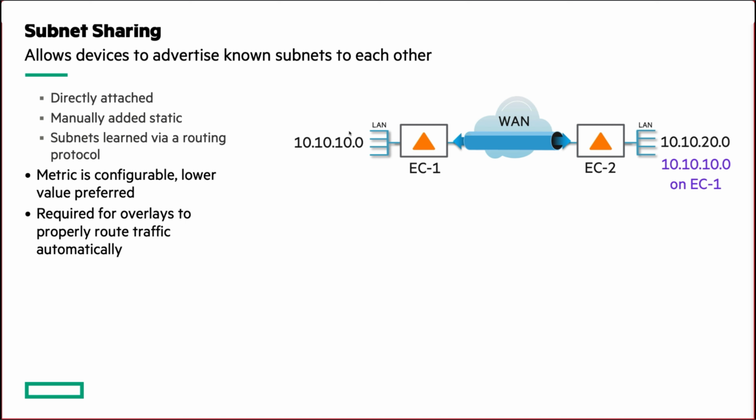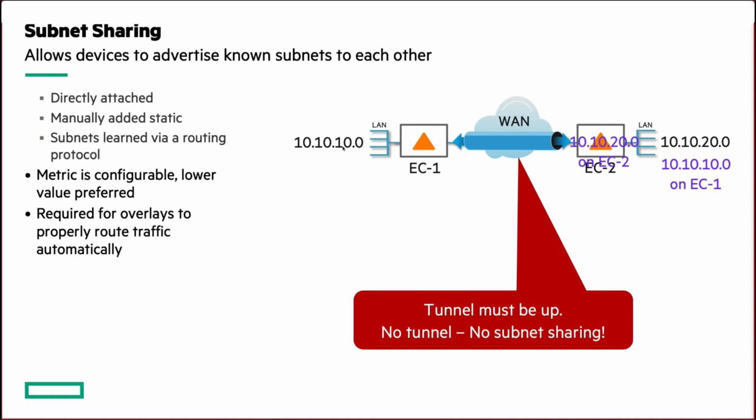So EC1 shares its 10.10.10 subnet in a tunnel to EC2. EC2 shares its 10.10.20 subnet to EC1 via the tunnel. Now, the tunnel must be up. If there's no tunnel established between the two appliances, no subnet sharing can take place because, again, the advertisements go through the tunnel. If the tunnel goes down, those subnets are withdrawn from the route table.